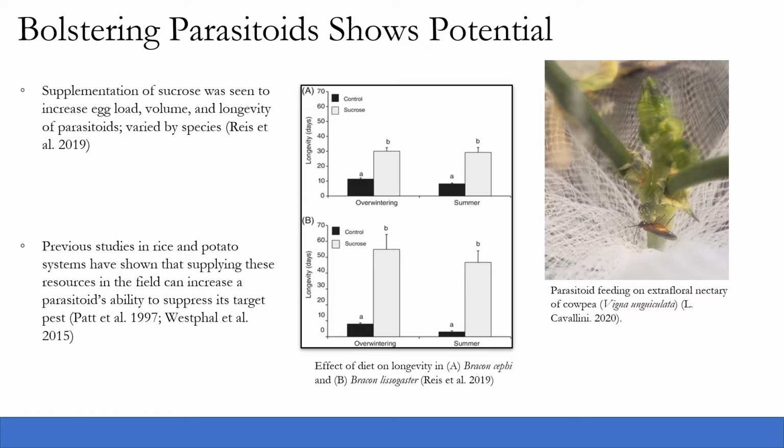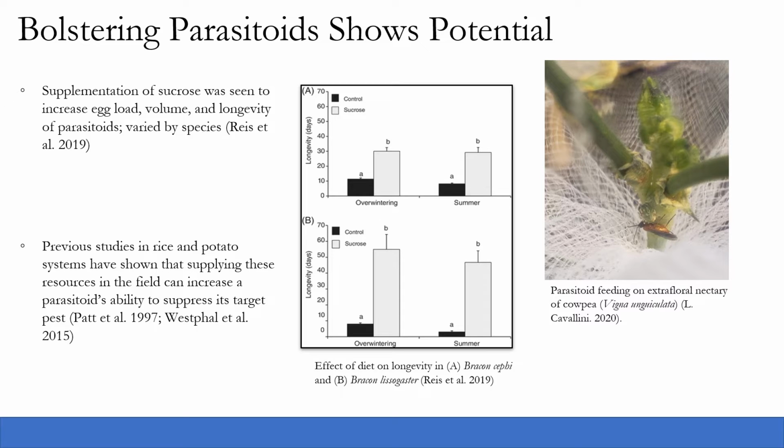One important aspect of our lab is the work students are doing to promote the effectiveness of the parasitoids to control wheat stem sawfly. Research has shown that supplementing parasitoid diets with carbohydrates like sucrose is seen to increase important life history traits such as egg load, volume, and longevity. This phenomenon is not unique to parasitoids of the wheat stem sawfly. Supplementing the diets of parasitoids of other pests has also been seen to increase these traits.